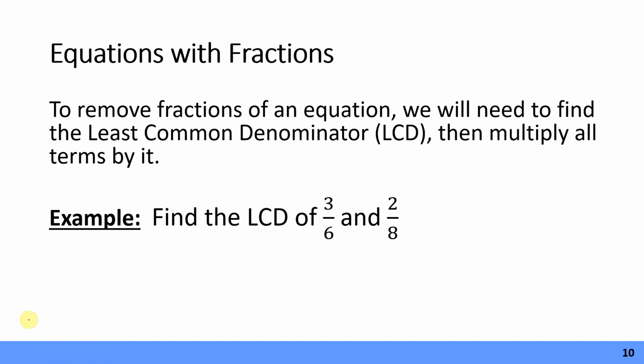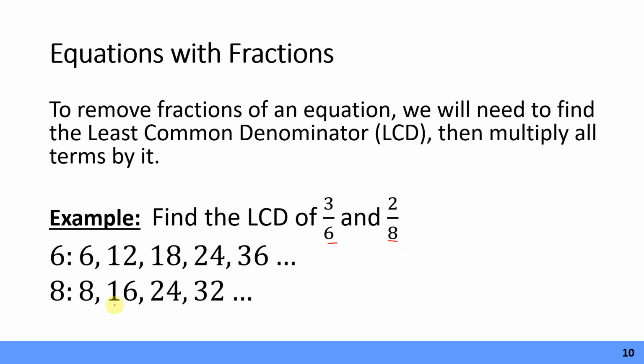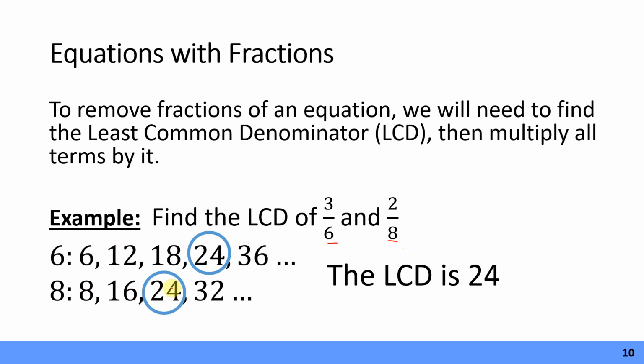That's perfectly fine too. So what we do is that we're going to list all the multiples of 6, which means the multiplication table, right? 6 times 1, 6 times 2, 6 times 3, and so on. And the multiples of 8. 8 times 1 is 8, 8 times 2 is 16, 8 times 3, and so on. And then you look for the smallest number they have in common, which in this case would be 24. That is how you find the LCD.